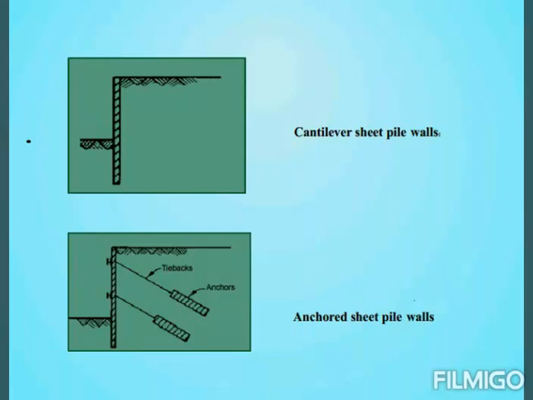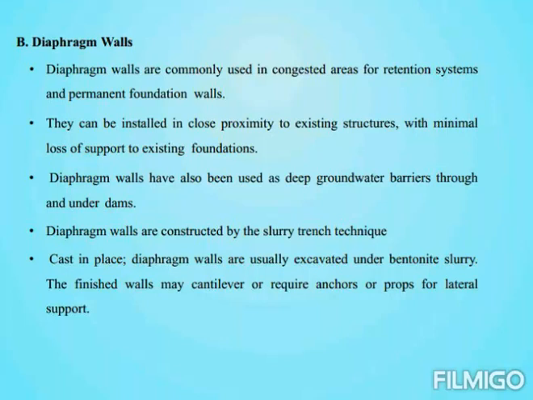The other type of flexible wall is the diaphragm wall. They are usually used in congested areas for retention systems and permanent foundation walls. They are constructed by the slurry trench technique. Now we are going to discuss the special types of retaining walls. Mainly there are two: gabion walls and crib walls.